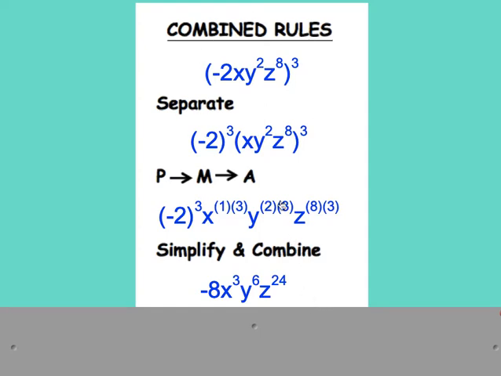Now, Mrs. Dorn, do I have to show all these steps? No, this is just my mental process. This is what I'm doing. I took negative 2 to the third and got negative 8. Then I multiplied all my powers, and if something doesn't have a power, it's a power of 1. And that is where I got the other values from.